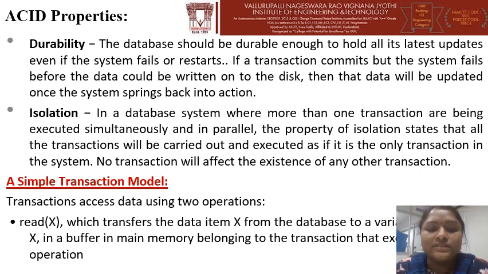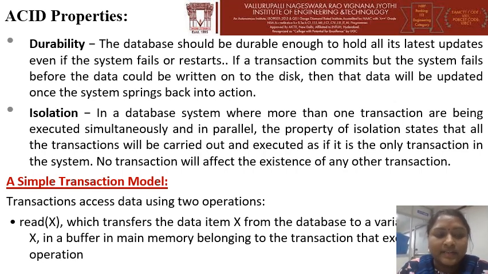Next is isolation. What is this isolation? Isolation means that in a database system, even though transactions are being performed simultaneously, each user will think that the transaction is being done by a single person, right? So that is known as isolation.